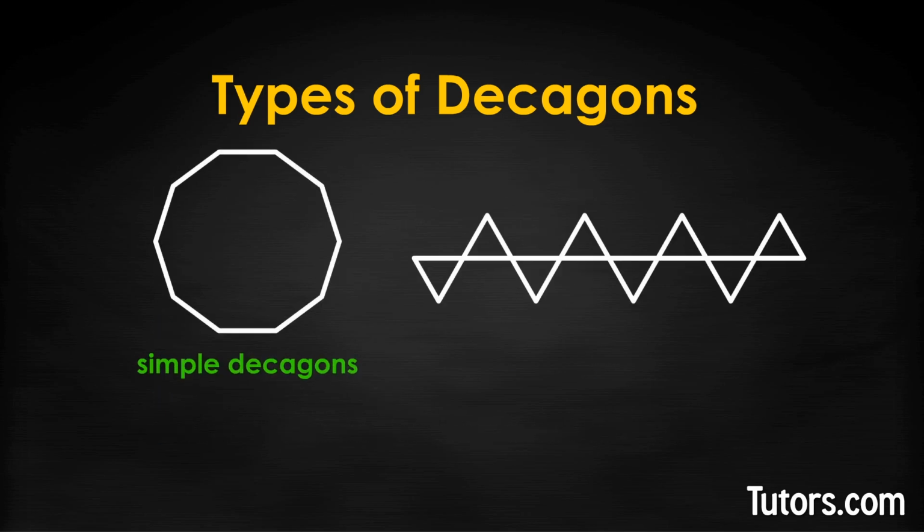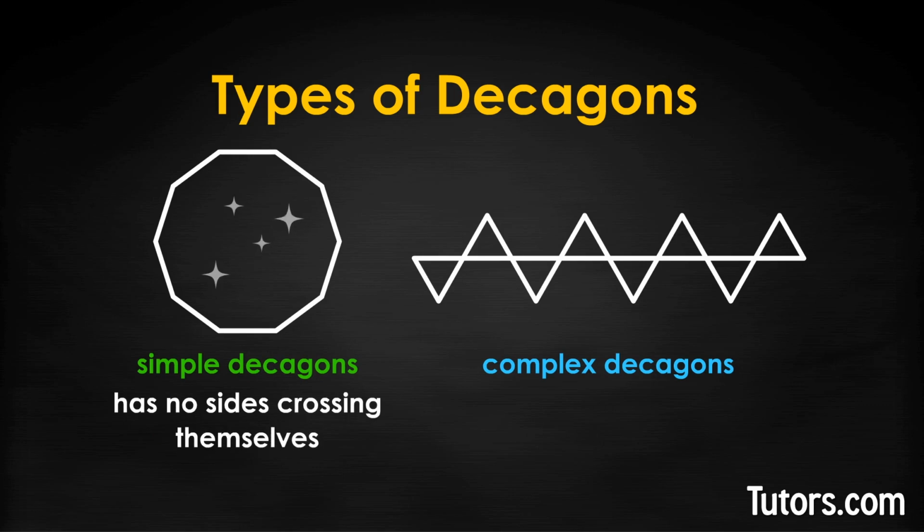Decagons can be simple or complex. A simple decagon has no sides crossing themselves. A simple decagon follows all the conventional rules of polygons. By contrast, a complex decagon is self-intersecting. In crossing its own sides, a complex decagon sets off additional interior spaces, but it is still said to have only 10 sides, 10 interior angles, and 10 vertices.